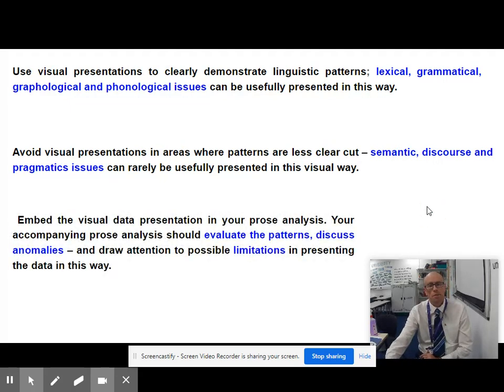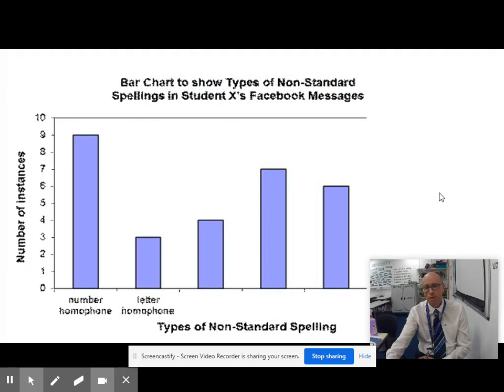So what you're doing is you're embedding this visual data into your prose analysis. So the accompanying prose analysis should really evaluate the patterns and discuss maybe some of the anomalies. And also, as I said before, draw attention to actually some of the problems and the limitations in presenting the data in this way. Now, what sorts of presentational devices am I talking about?